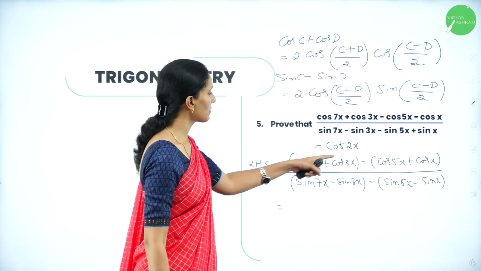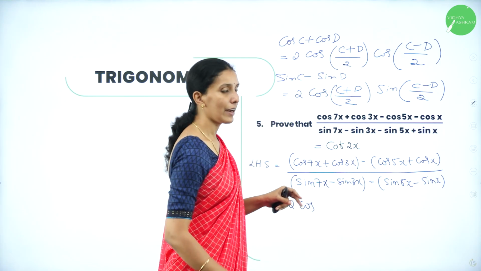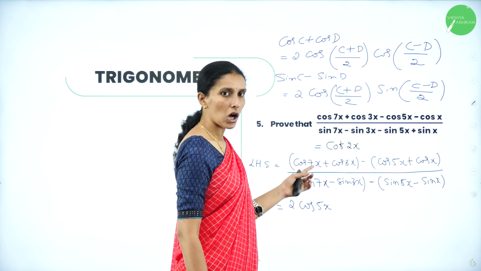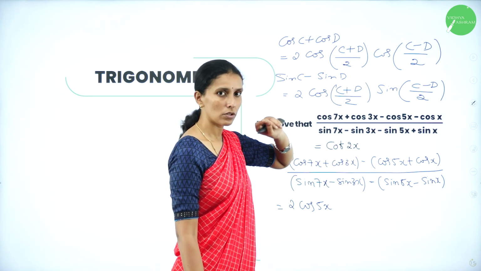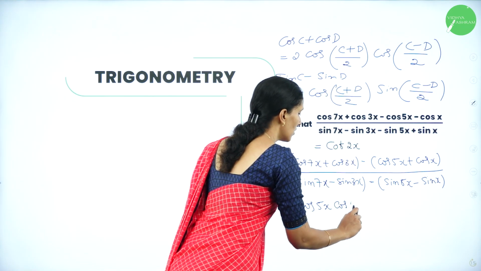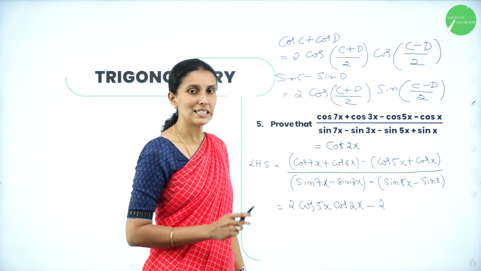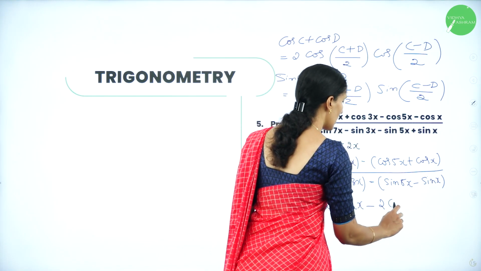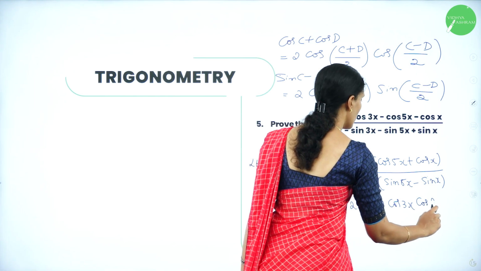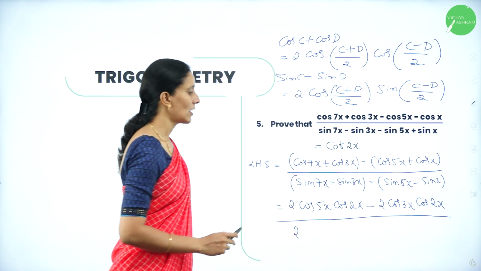Now we have 7x plus 3x. So I'll write 2 cos 7x plus 3x divided by 2. 7 plus 3 is 10. 10x by 2 is cos 5x. Next we have to take cos 7x minus 3x by 2. According to the formula, 7x minus 3x is 4x. 4x by 2 is 2x. So cos 2x. We'll apply the same for this also. It is 2 cos 5x plus x is 6x. 6x by 2 is cos 3x. And 5x minus x is 4x. 4x by 2 is 2x. That is cos 2x.